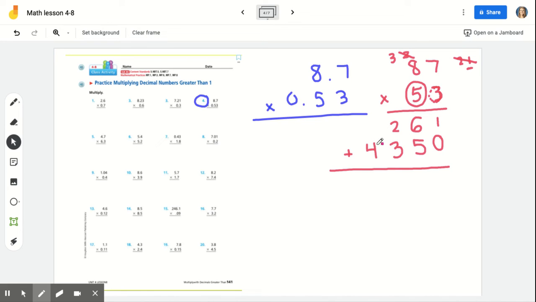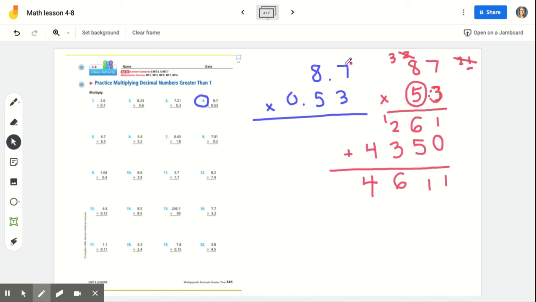261 plus 4,350 is 4,611. I'm not going to put a comma into my answer because we are not done. The next step with these problems is counting how many decimal places are there in both of our factors.